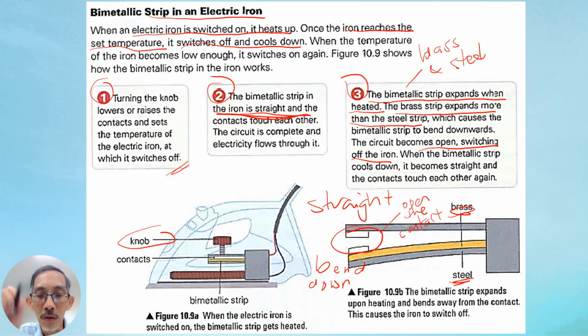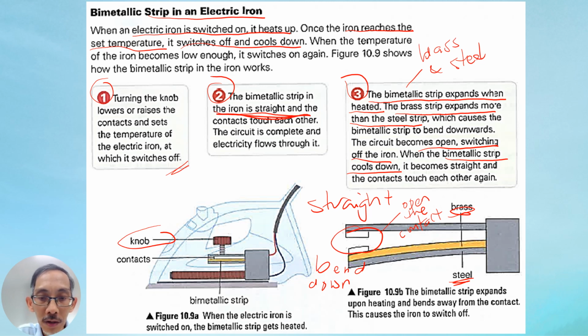Okay, although the switch is still left on, this acts as a control to turn off the iron. Of course, the last part is that you don't want the iron to actually stop ironing, right? So when the bimetallic strip cools down, what happened to the bending of the bimetallic strip? It will contract, right?